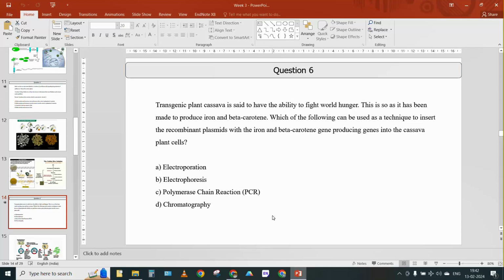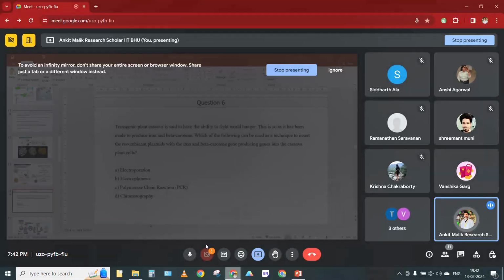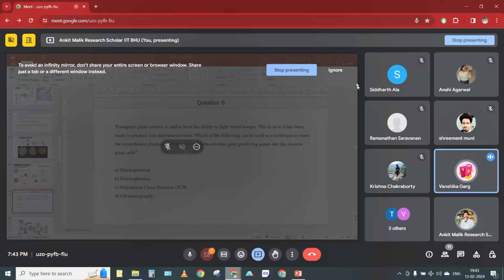Okay. So would anyone else like to answer this question? Then we'll take electroporation, A. Okay. And who said electroporation? Vanshika Garg. Yes, sir. So any strong reason behind this electroporation?